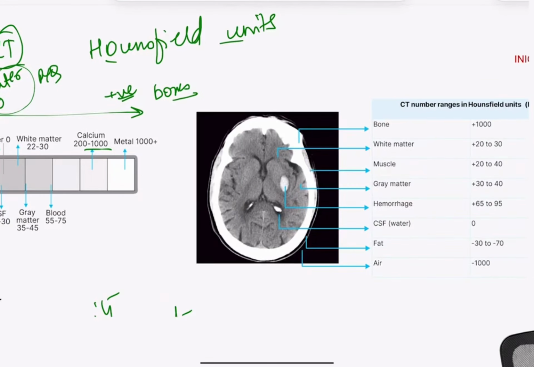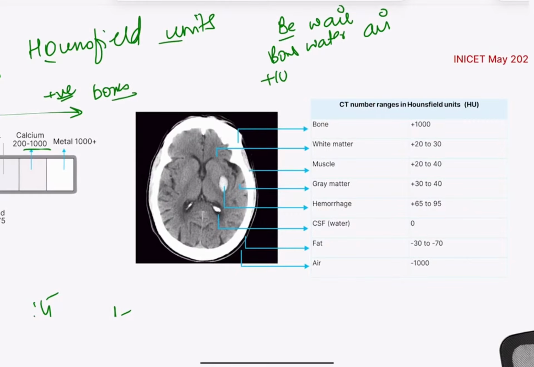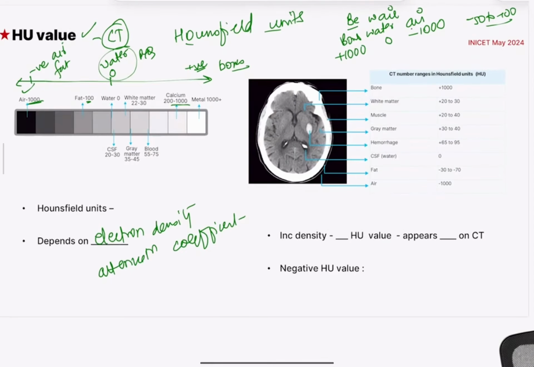So remember it as BWA: bones, water and air, it is plus 1000, 0 and minus 1000. Okay, fat is minus 50 to minus 100. So air is very dark on CT. Air appears jet black. Fat is dark but not as dark. So it is called a dirty black appearance.